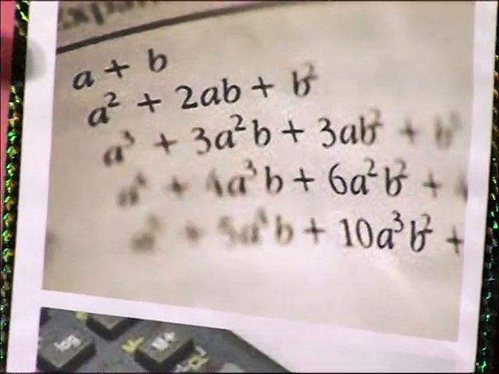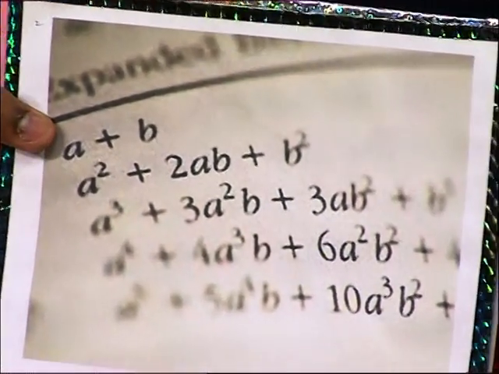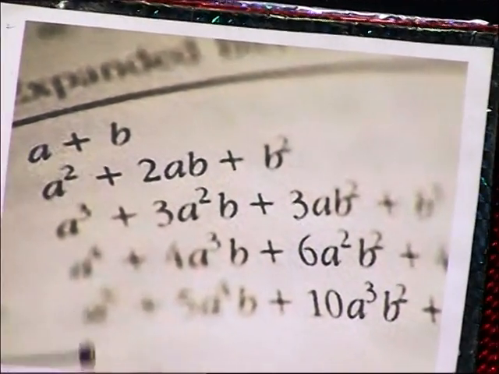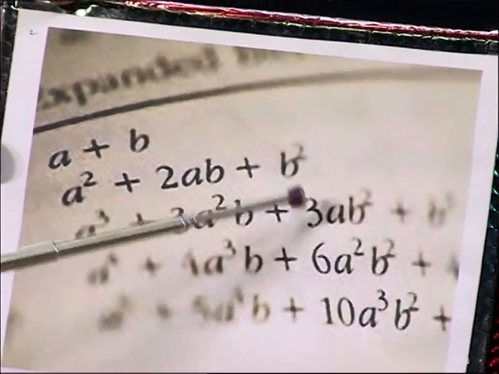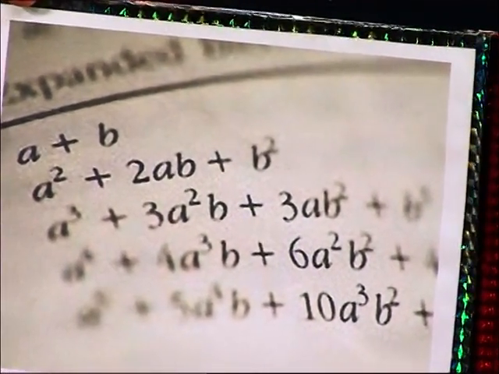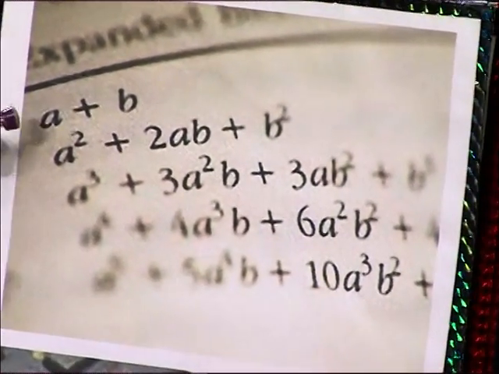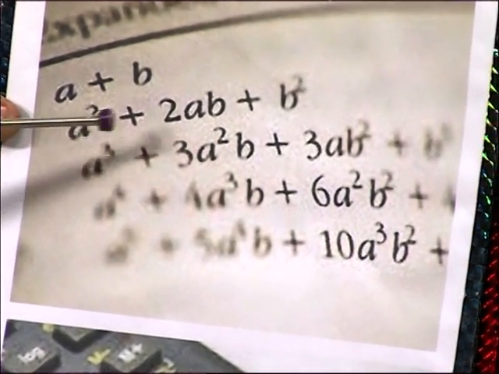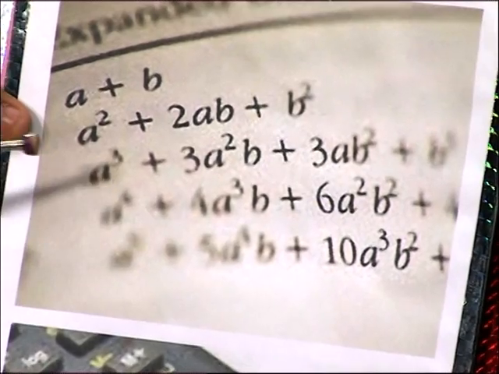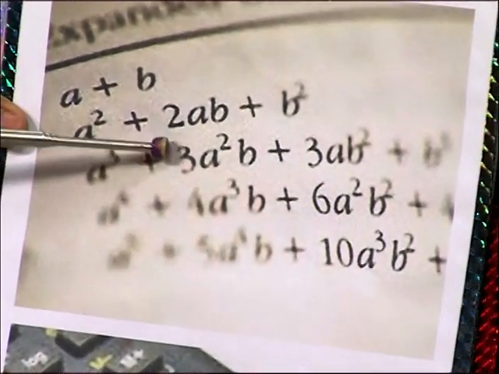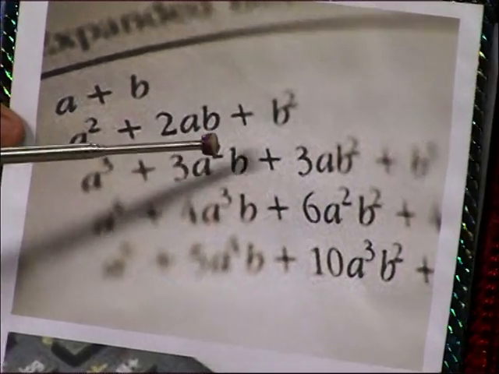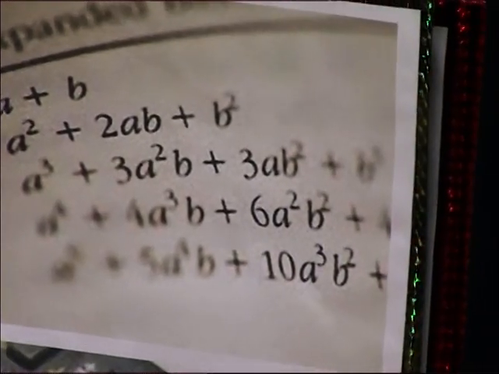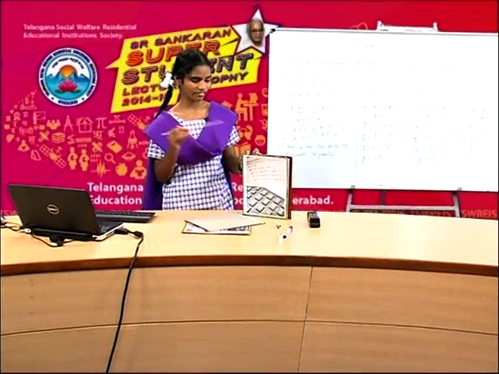Next, friends, if you see this flashcard, in this flashcard we have some formulas like a plus b and a square plus 2ab plus b square. These are all the formulas we are using in our day-to-day life. If you see here, a is a variable and b is also a variable. In a square plus 2ab plus b square, a square means a is a variable, 2 is a constant, and a is a variable, b is a variable and here also b is a variable. In this also we are using polynomials in our day-to-day life.